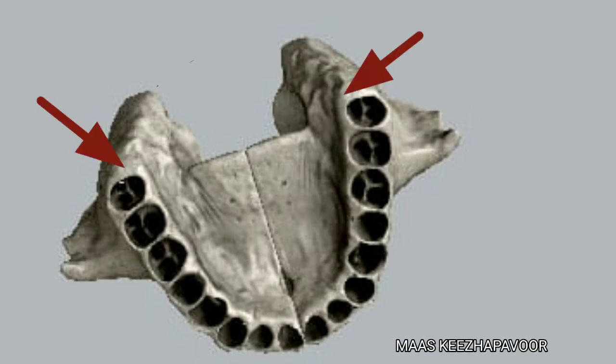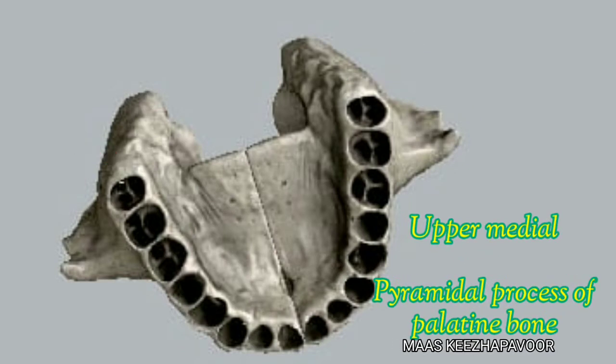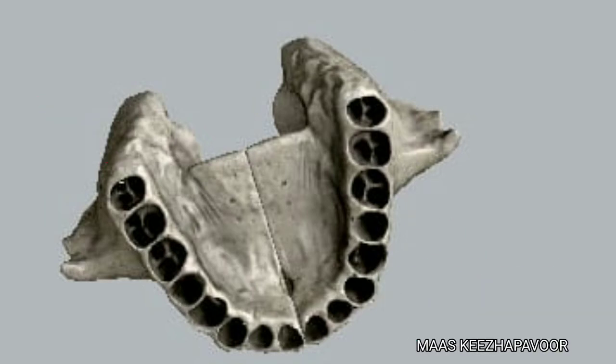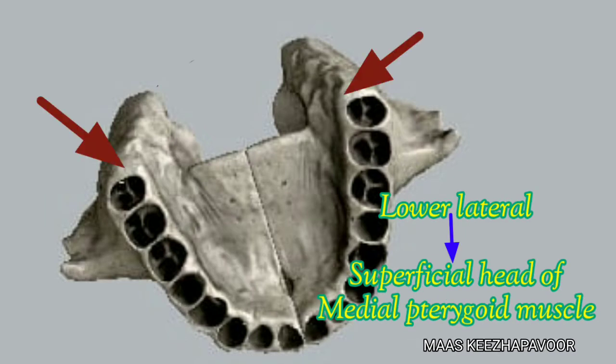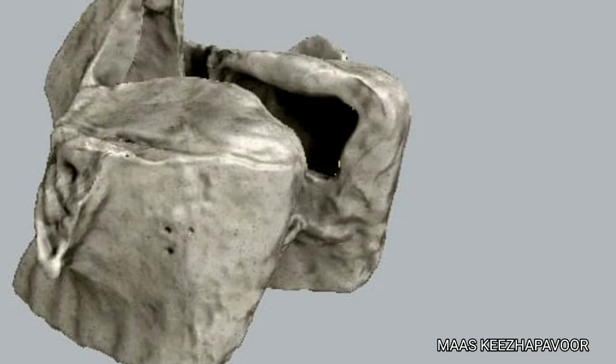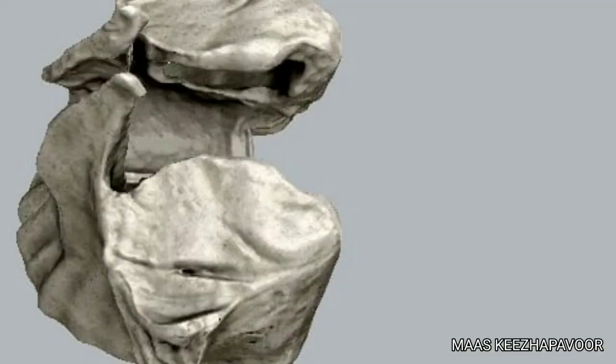The upper medial part of this tuberosity articulates with the pyramidal process of the palatine bone. The lower lateral part gives origin to the superficial head of the medial pterygoid muscle. The upper medial part of the infratemporal surface is related to the pterygopalatine fossa, and this area is grooved by the maxillary nerve. The superior surface forms the floor of the orbital cavity. It is triangular in shape.